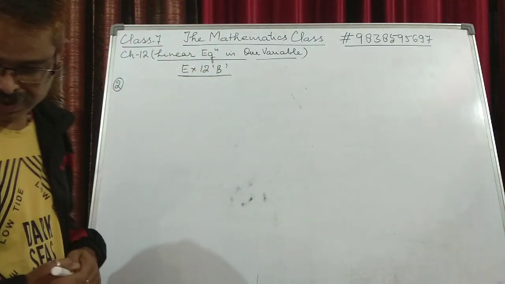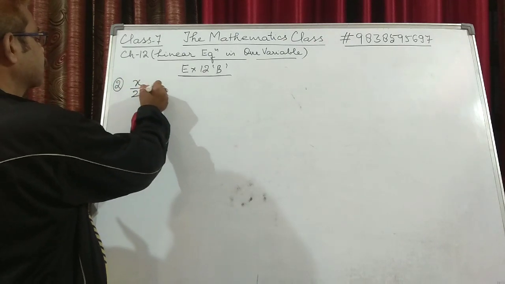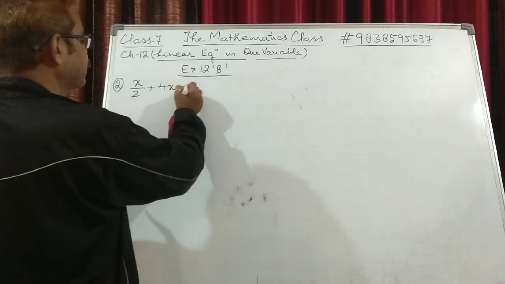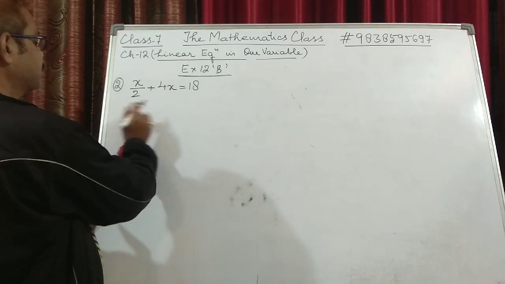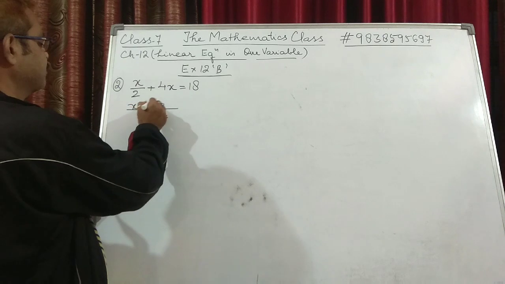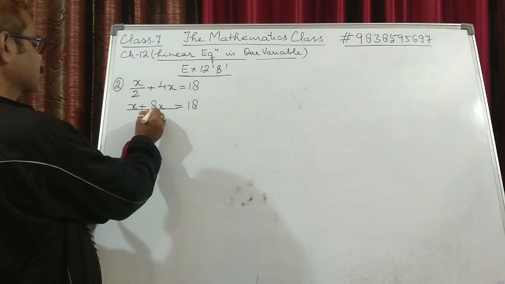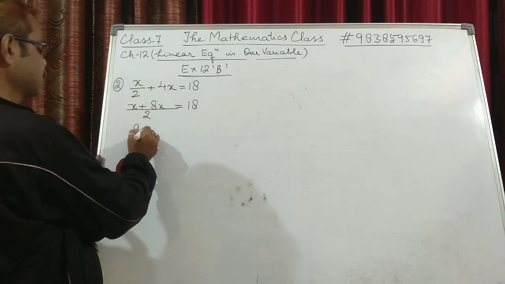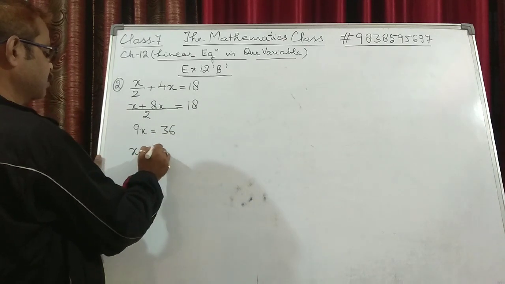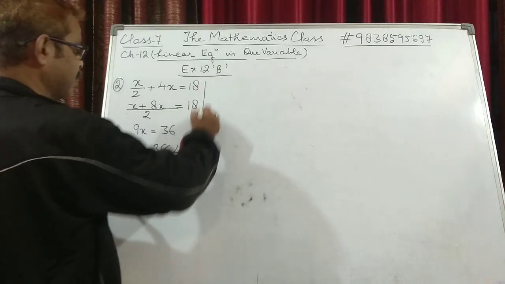So now second question is x upon 2 plus 4 times of x is equal to 18. What we need to do? We need to take the LCM. LCM will be 2. This will become x. This will become 4 2s are 8x is equal to 18. Then cross multiplication. So 8x plus x is 9x and 18 2s are 36. So x is equal to 36 upon 9, that is 4 is the final value.